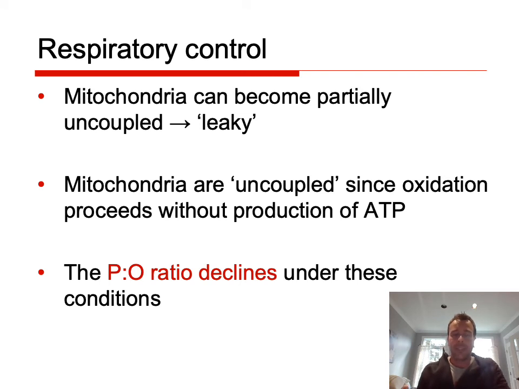There can be some uncoupling, as I mentioned previously. So when we talk about respiratory control, the mitochondria can become partially uncoupled or leaky. It's called uncoupling because the oxidation proceeds without production of ATP, and so the P/O ratio declines under these conditions.